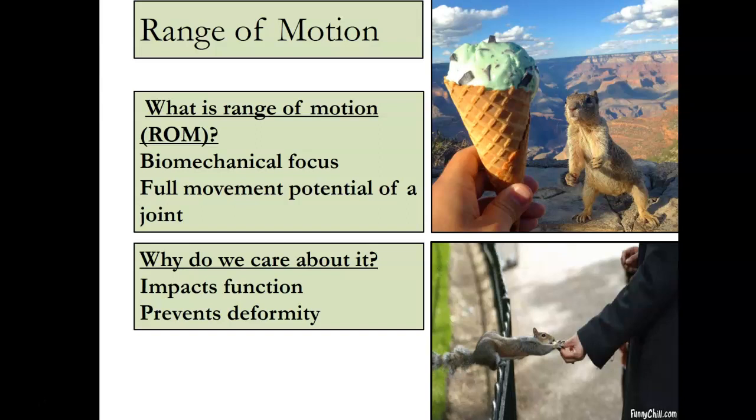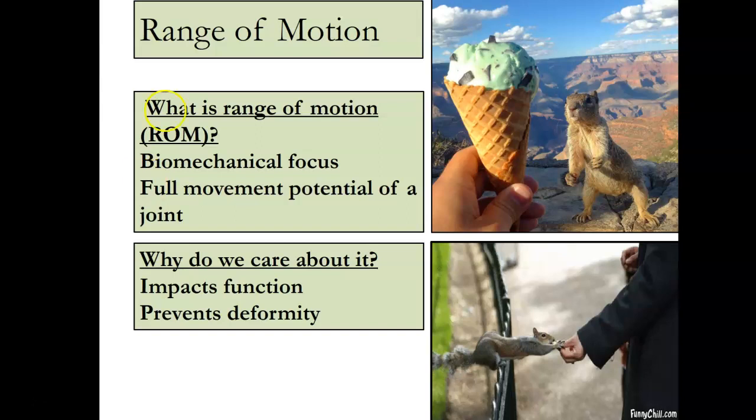Why do we care about it? Full range of motion, obviously, you have more function. You can do things if you get full range of motion of your joint. And maintaining that range of motion helps prevent deformity, contractures, adhesions, that sort of stiffness, that sort of stuff.